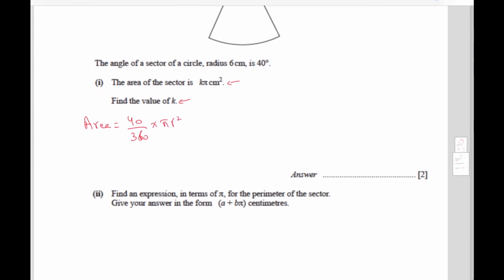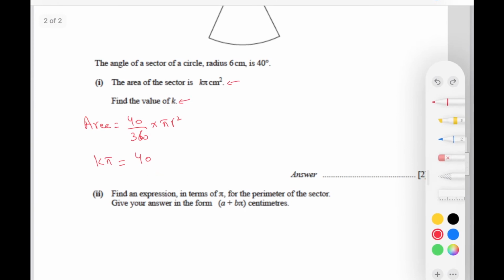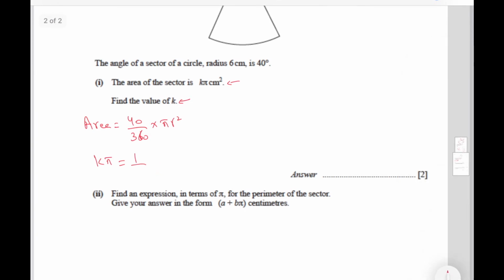So if they've given us the area in terms of k, which is k pi, this should be equal to 40 over 360, which we can simplify. 40 and 360 when simplified give us 1 over 9 times pi times r squared, which is 6 squared. Okay, so k pi is going to be 36 over 9, which gives us 4. So it's going to be 4 pi. Pi and pi cancel out. The value of k comes out to be 4. So we write it over here. K is equal to 4.